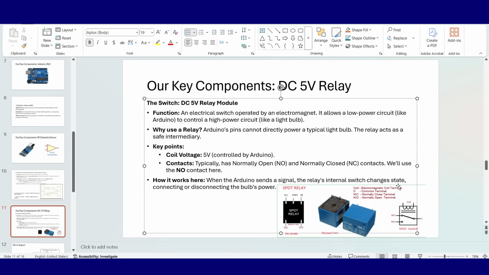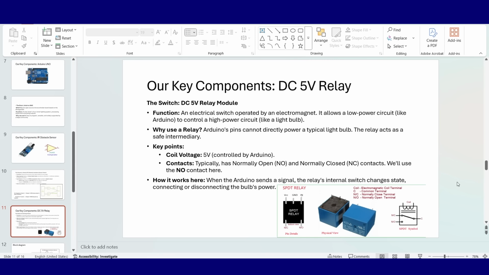disconnecting the bulb. So whenever the digital signal is sent from the Arduino to this relay, the relay internally, due to its magnetic coil effect inside it, will change the state, connecting the bulb's power or disconnecting the bulb's power. That way the bulb gets turned on or off by the Arduino digital signal.